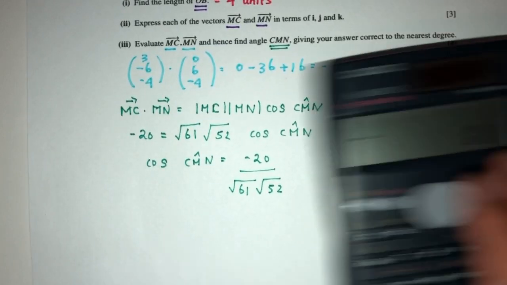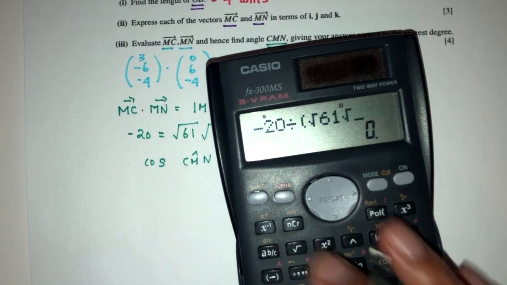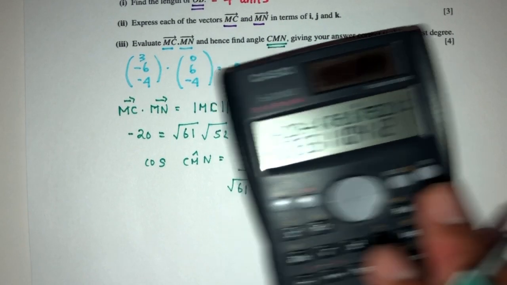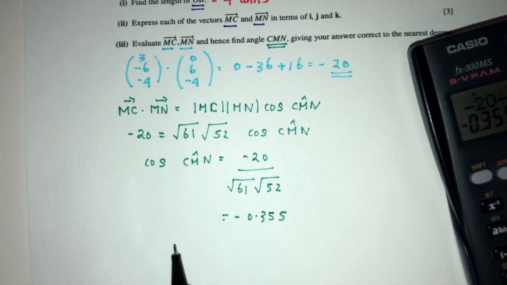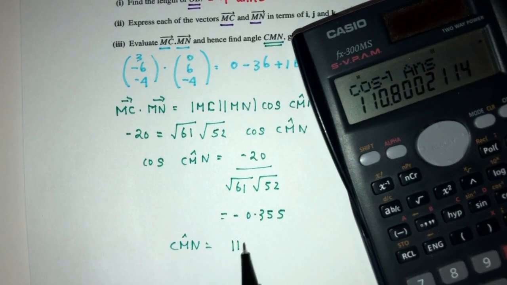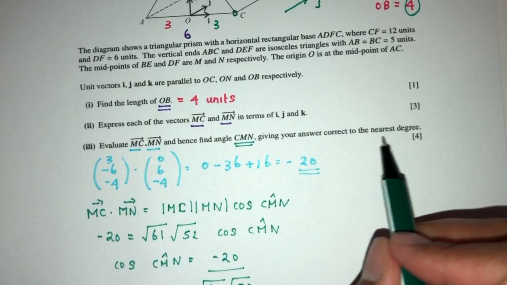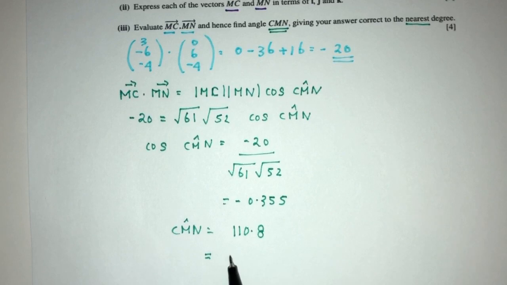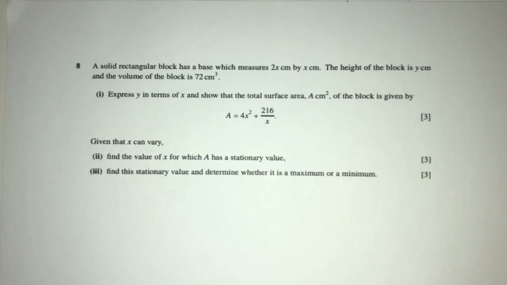So finally, let's see what we have. Minus 20 divided by root of 61, root of 52 will be minus 0.355. So the angle CMN will be just cos inverse of that value. That will be 110.8. However, as you can see, the question is asking you to give your answer correct to the nearest degree. It will have to be 111. Okay, and that will be your question in regards to vectors. Let's move on to the next question.